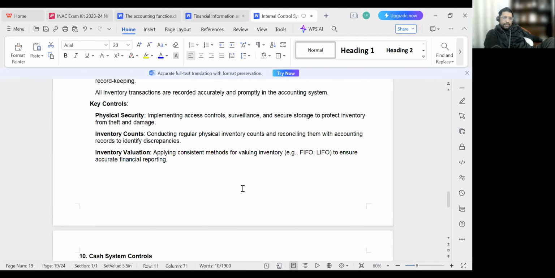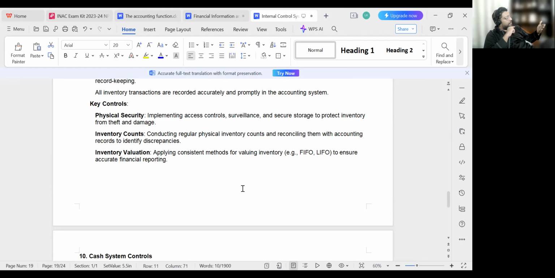Okay. What can be the key controls? Physical security, like you're locking the store. Inventory counts. Inventory count is a process in which after a regular period, like every week or after 15 days or a month, people go to the inventory store and they count the inventory and see if there is any theft or damage. So this is called inventory counts. They just want to make sure that the inventory which is being shown on the system aligns with the physical inventory which is here.